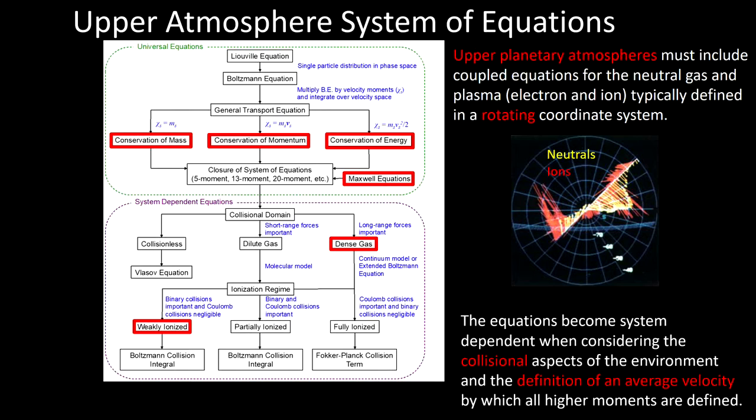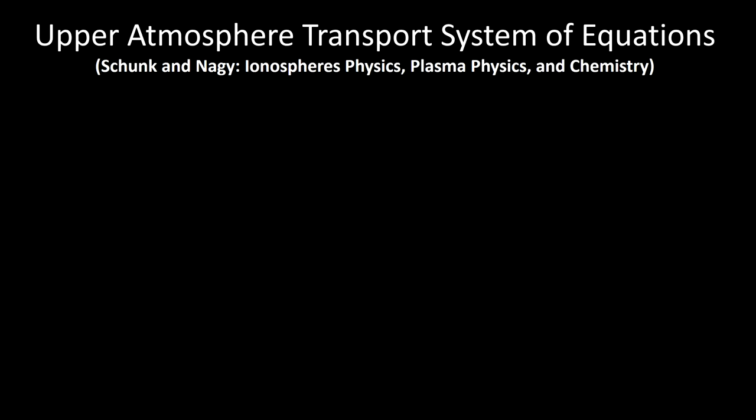You need to define the velocity that dictates your system. I'm going to make this point over and over again because it's an important one in trying to communicate between communities, because that's a complication that leads to confusion.